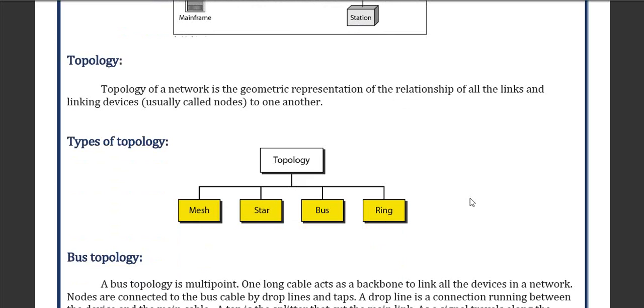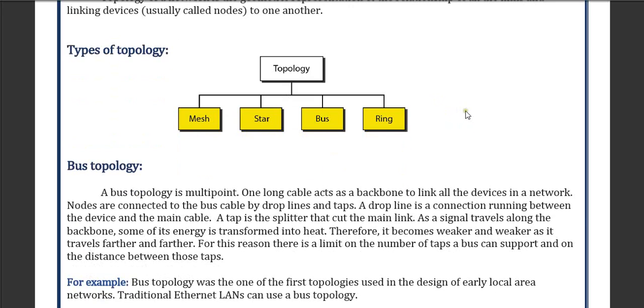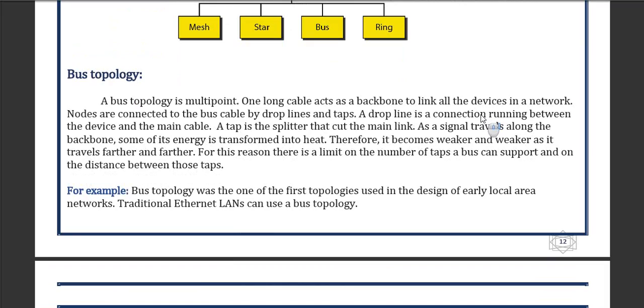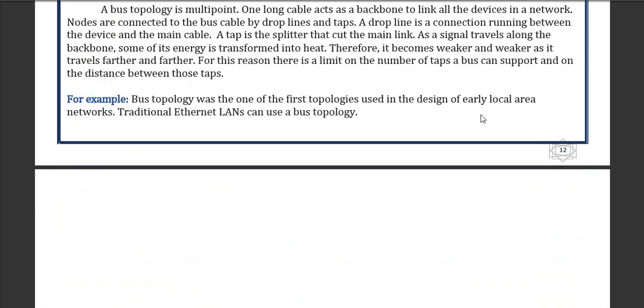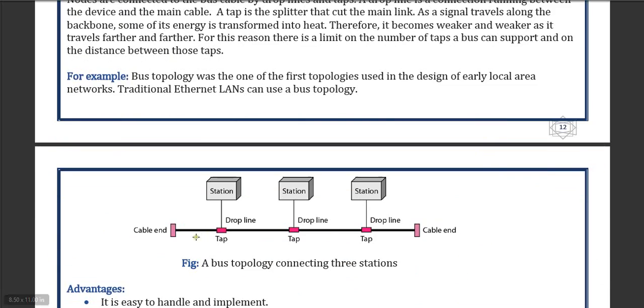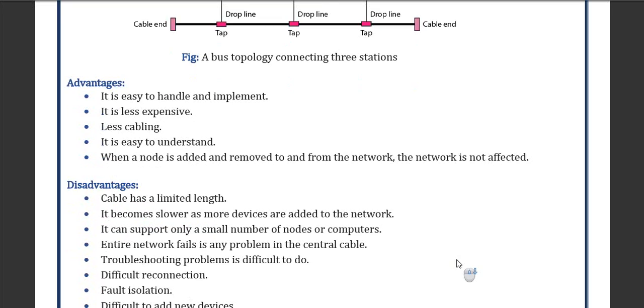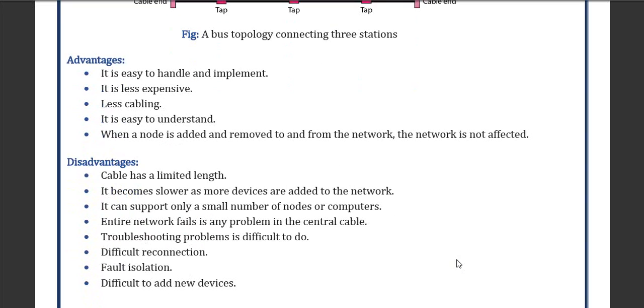Now we are moving to the topologies. Topology of a network is a geometrical representation or relationship of links and devices. Topologies can be mesh, star, bus, and ring. Bus topology looks like a bus. In this section, we have a cable which starts and goes to the end, and stations are connected to this. These topologies look like a bus, so this topology is known as a bus topology. The advantages and disadvantages of this topology are given.